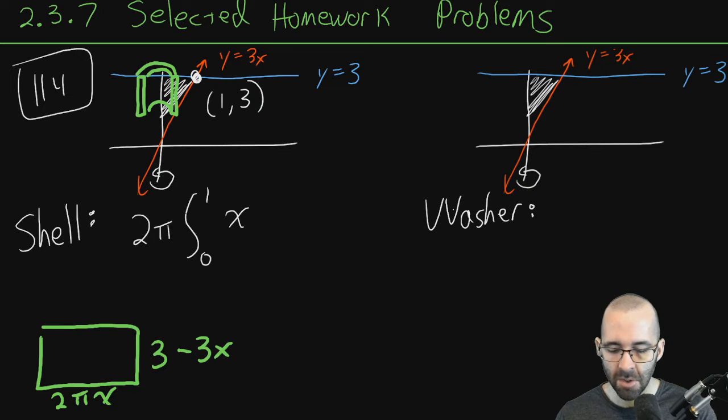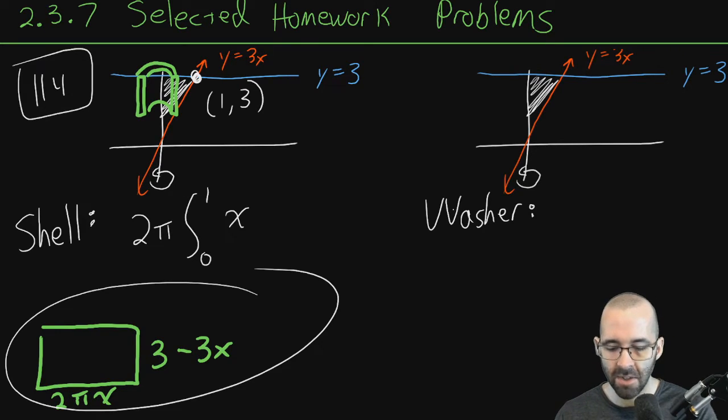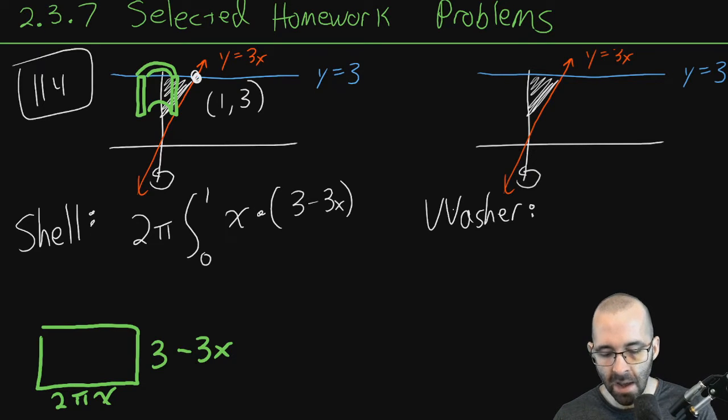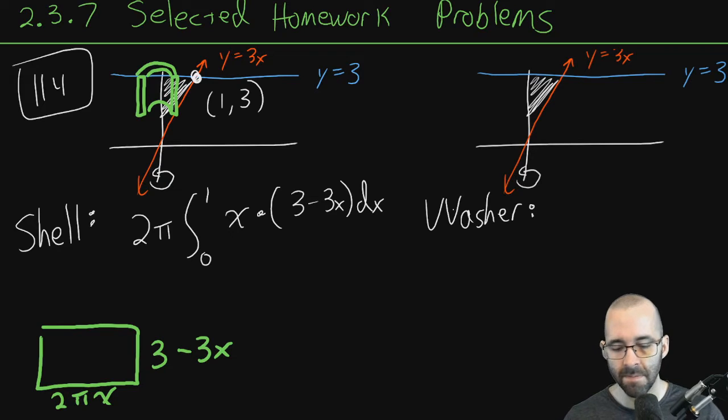You can really write the 2 pi in here if you want. I think if you're going from here, including the 2 pi on the inside makes a little bit more sense. If you're using the formula, I think writing it this way makes more sense. Times the other one, 3 minus 3x, and you add up those infinitely many things. And that's what the shell looks like.